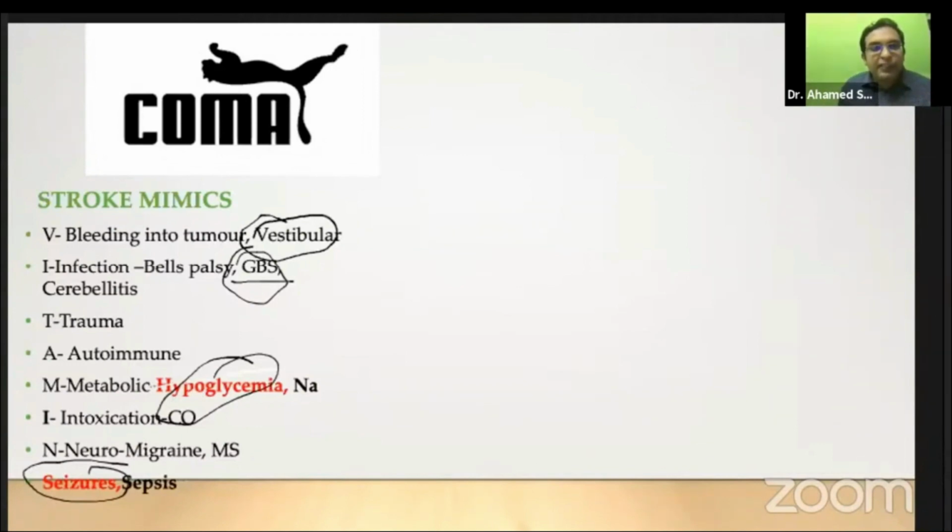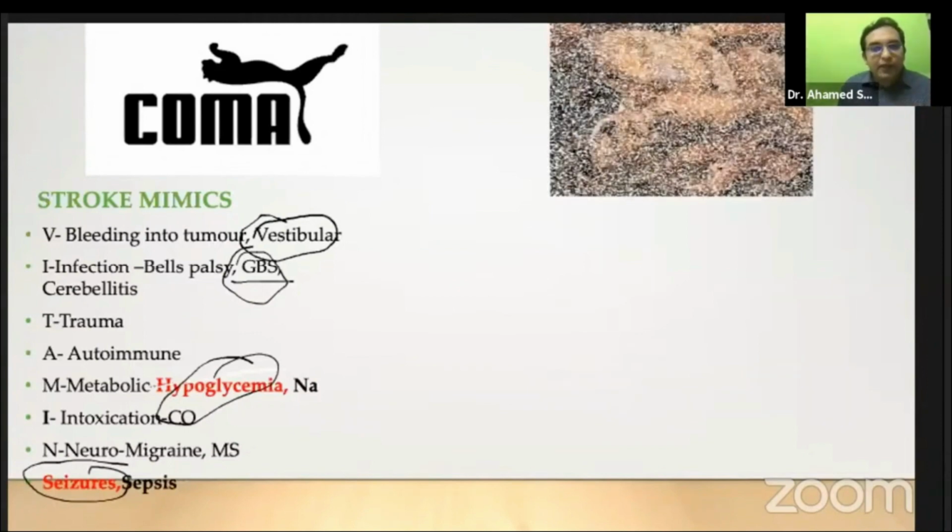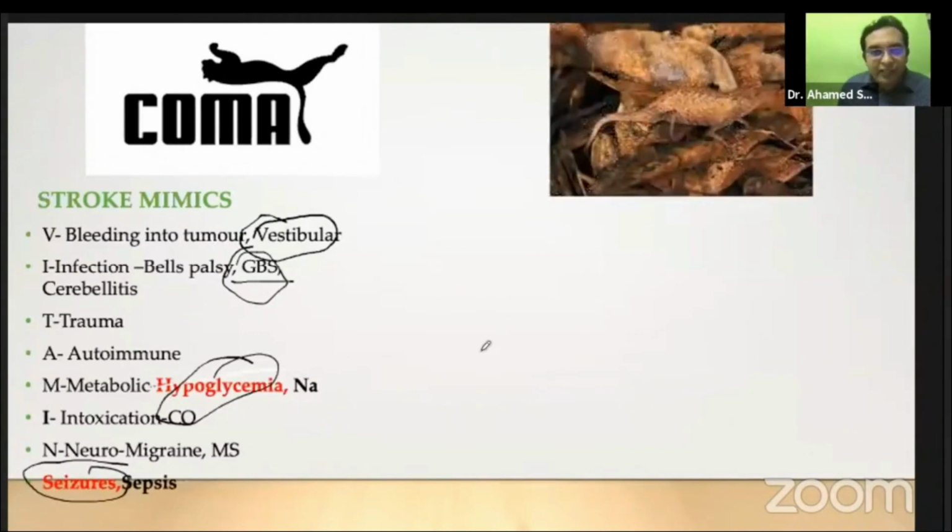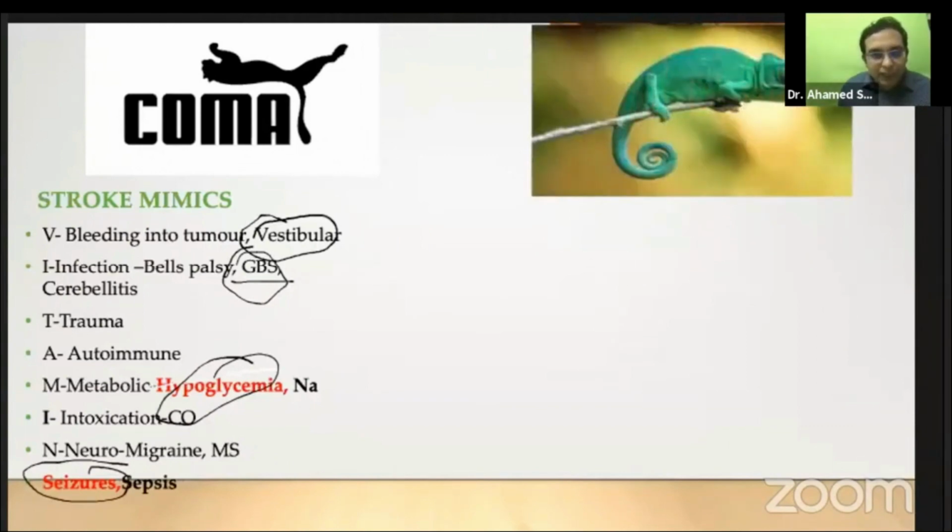But there is another entity. What do you see here actually? I don't know whether you can make it out. It's not clear because it is camouflage. You cannot see it properly. All chameleons are not green. So these are actually stroke chameleons. These are actual strokes which trick you into thinking that it's not actually a stroke and it's something else. And the patient remains untreated even if he presents within the window period.